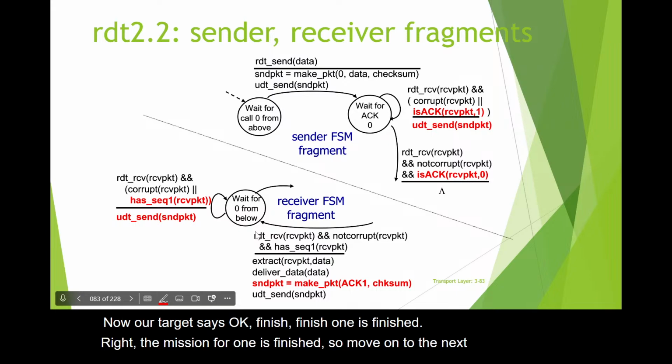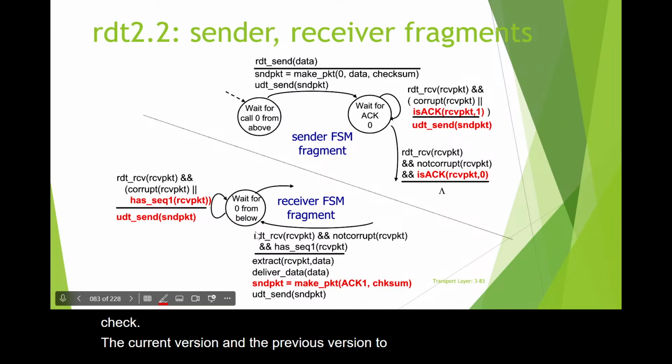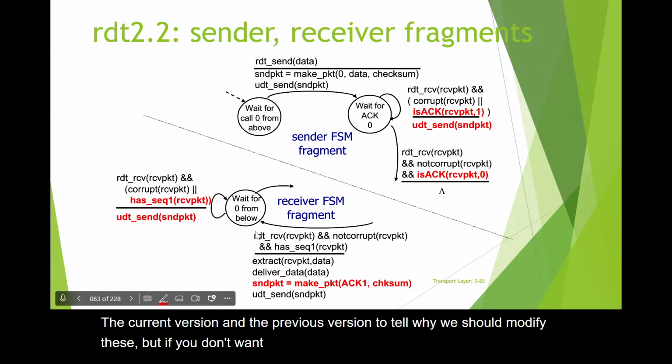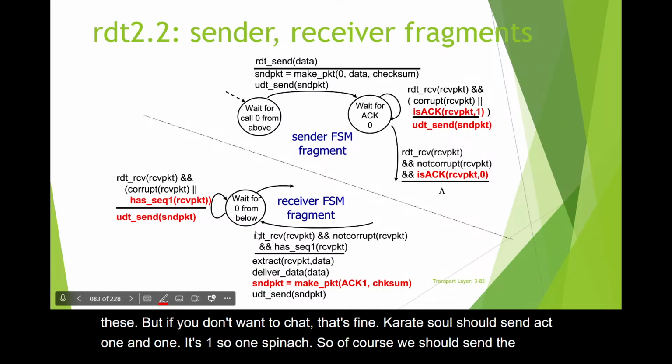So you can check the current version and the previous version to tell why we should modify this. But if you don't want to check, that's fine. Corrupted, so we should send ACK 1, and 1, it's 1, so 1 is finished. So of course we should send the corresponding ACK 1, 1 finished.